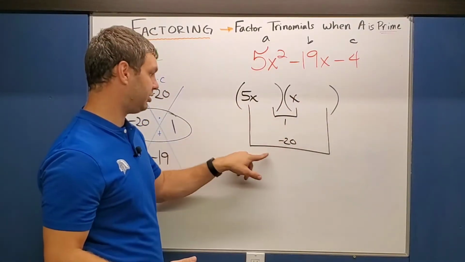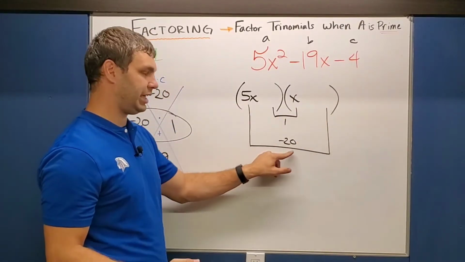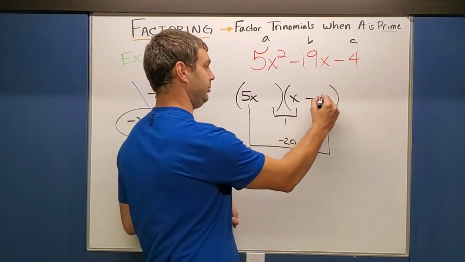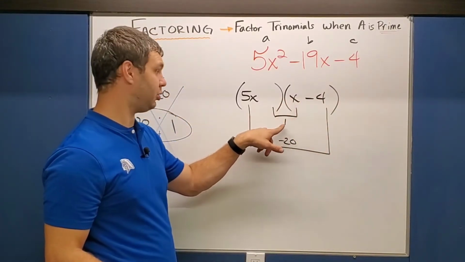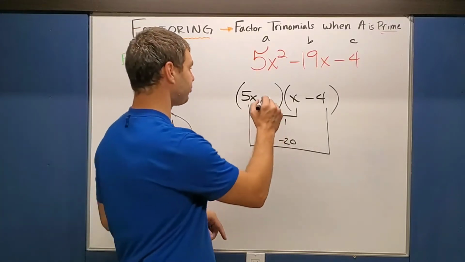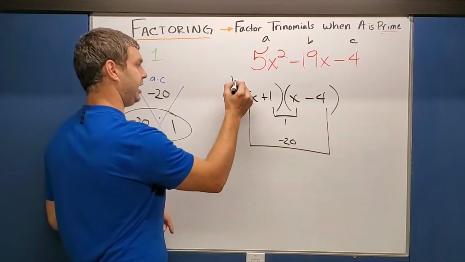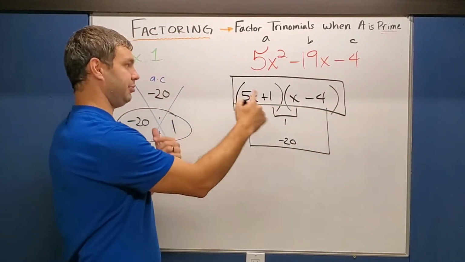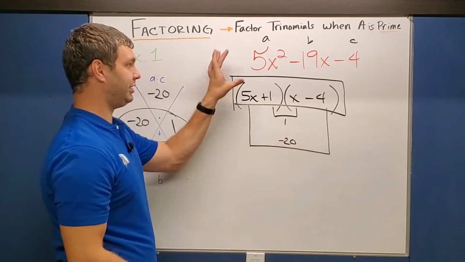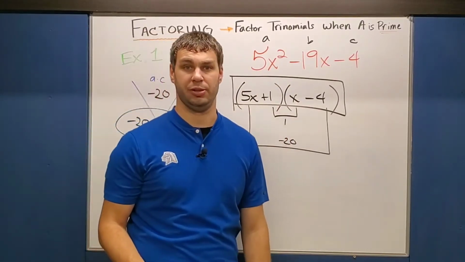You're going to go 5 goes into -20, how many times? And it ends up over there. So 5 goes into -20, -4 times. And then there's a 1 in front of our x, 1 goes into 1 once, +1, okay? And if I take this top part, that is going to be my answer. I could multiply that back together, and I would end up with my original trinomial, 5x squared minus 19x minus 4.